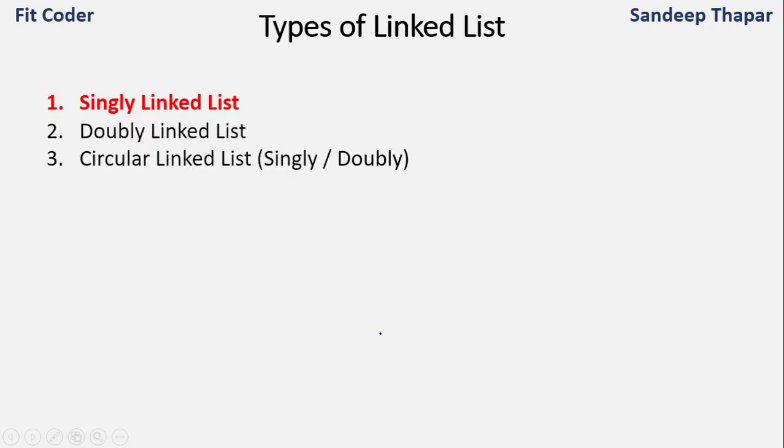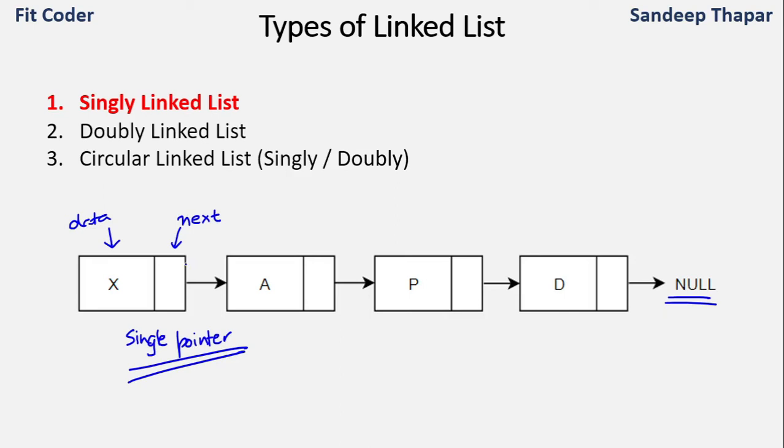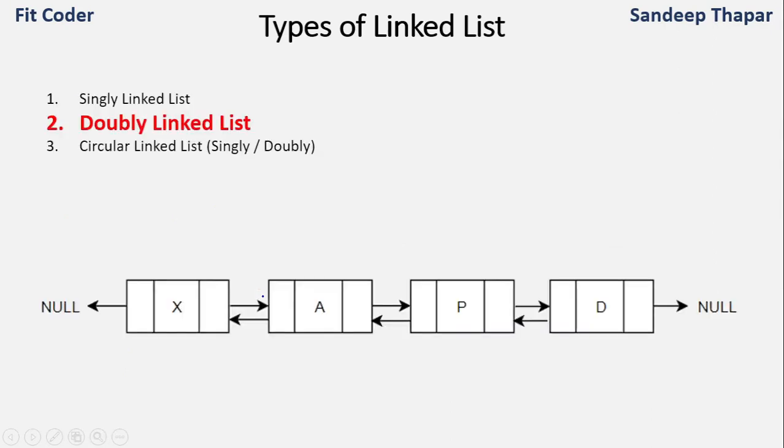So there are 3 types of linked list. One is the singly linked list. This is the simple form of linked list that we have seen. Each node will have a data field and a next pointer which is pointing to the next node in the linked list. And the last node will point to null. This is known as singly linked list because it has a single pointer which is pointing to the next node. Second type of linked list is doubly linked list.